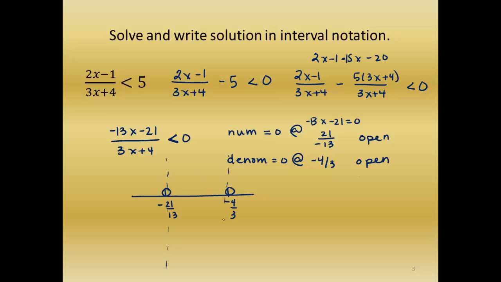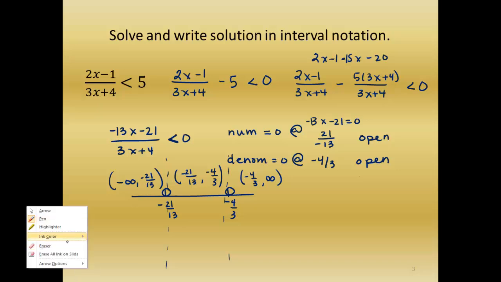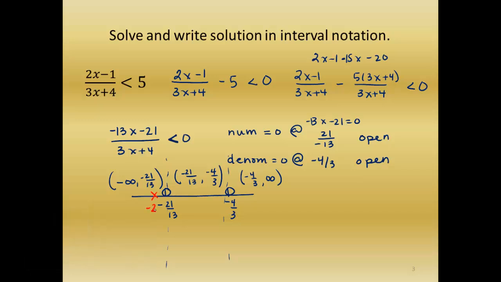And let's go ahead and write our intervals from -infinity to -21 over 13, both soft brackets. From -21 over 13 to -4/3, soft brackets. And from -4/3 to +infinity. I'm going to choose a value to test. On the first interval here, I'm going to test -2. I'm going to choose a different color so we can see all this on here. So I'm going to test here -2.